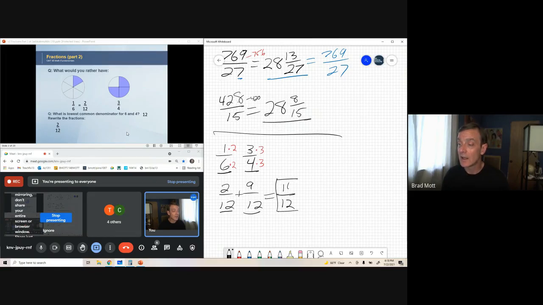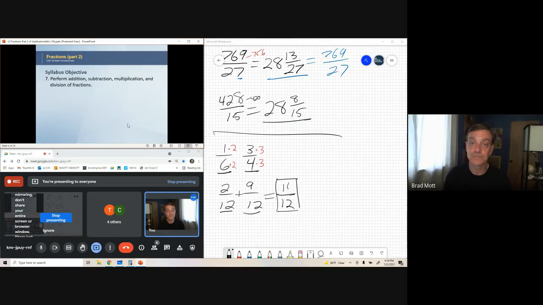Double check that you are simplified and you've successfully added two fractions that don't have the same denominator. And we're going to get more practice with this, never fear. If you didn't quite follow along with this, exactly what I said, 2/12 plus 9/12 is equivalent to 11/12. So we're going to be performing addition, subtraction, multiplication, and division of fractions. And we are going to start with adding.